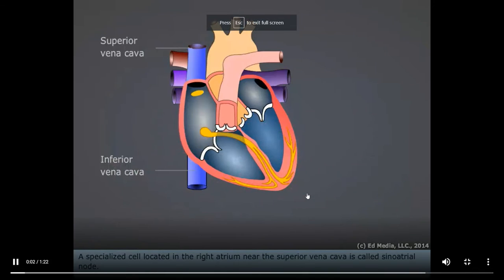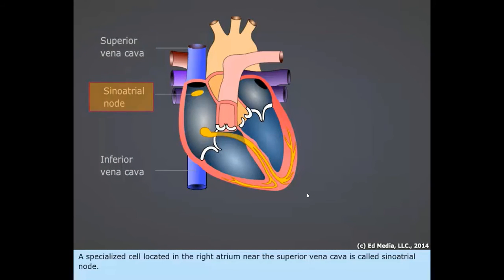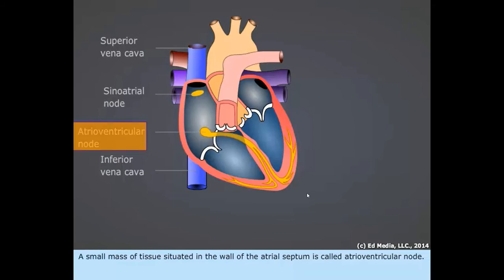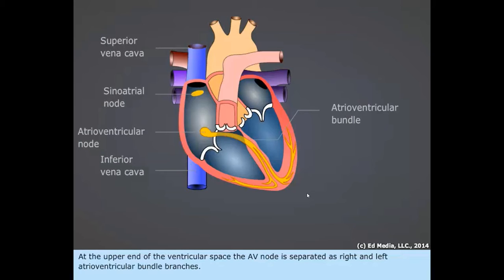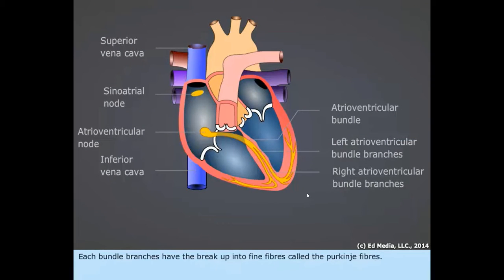A specialized cell located in the right atrium near the superior vena cava is called the sinoatrial node. A small mass of tissue situated in the wall of the atrial septum is called atrioventricular node. At the upper end of the ventricular space, the AV node is separated as right and left atrioventricular bundle branches. Each bundle branch breaks up into fine fibers called the Purkinje fibers.